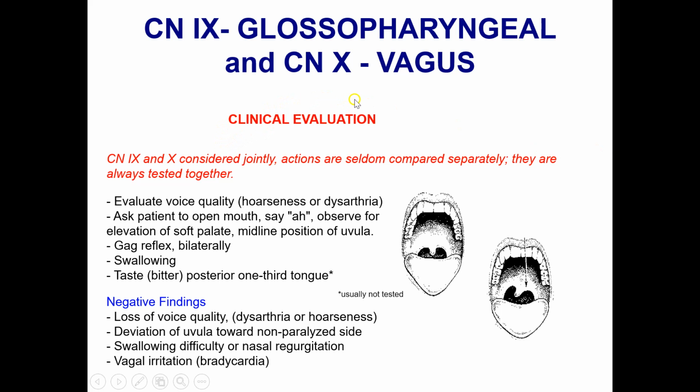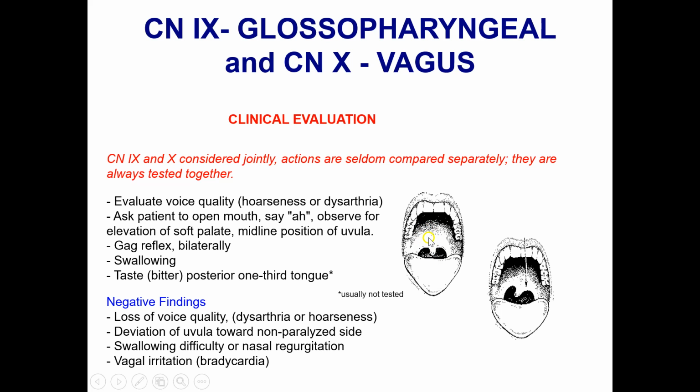Clinical evaluation of the glossopharyngeal and vagus nerve is usually done combined. They are not separated. They must be checked together. So what you check for, you basically check or see the patient's voice quality and check if there's hoarseness or some flaccid dysarthria. Ask the patient to open mouth and say ah, and observe for elevation of soft palate, midline position of uvula.